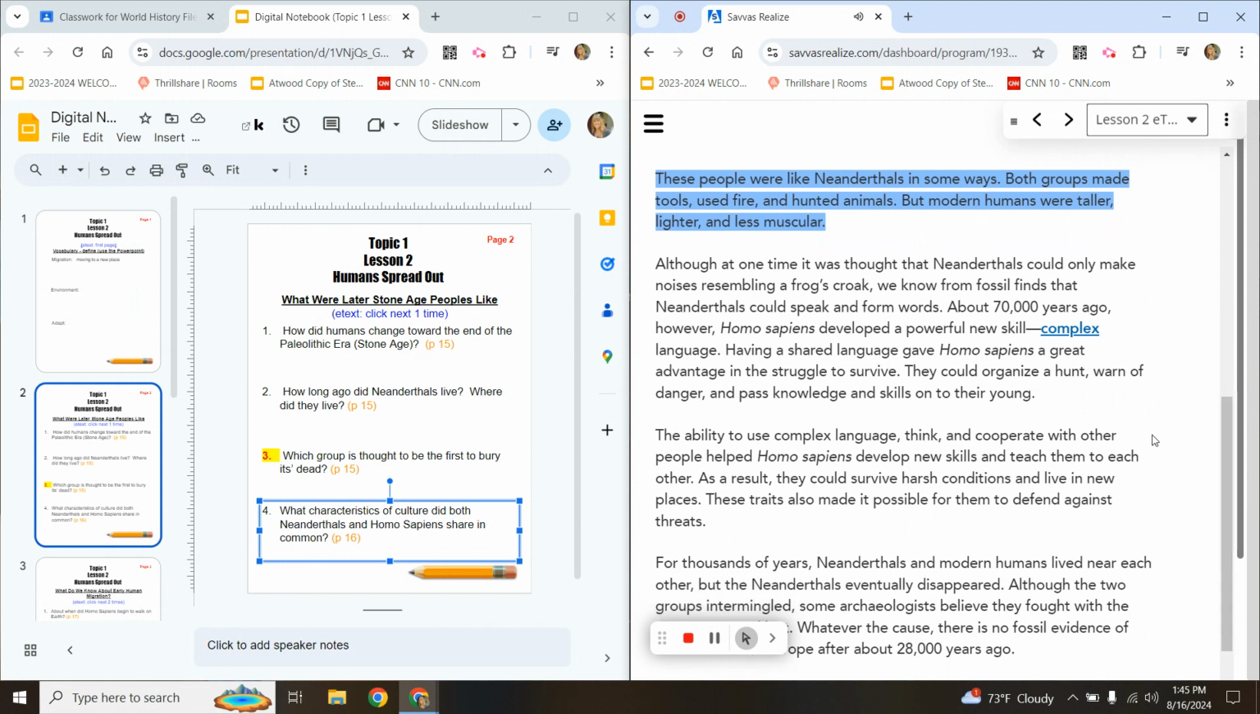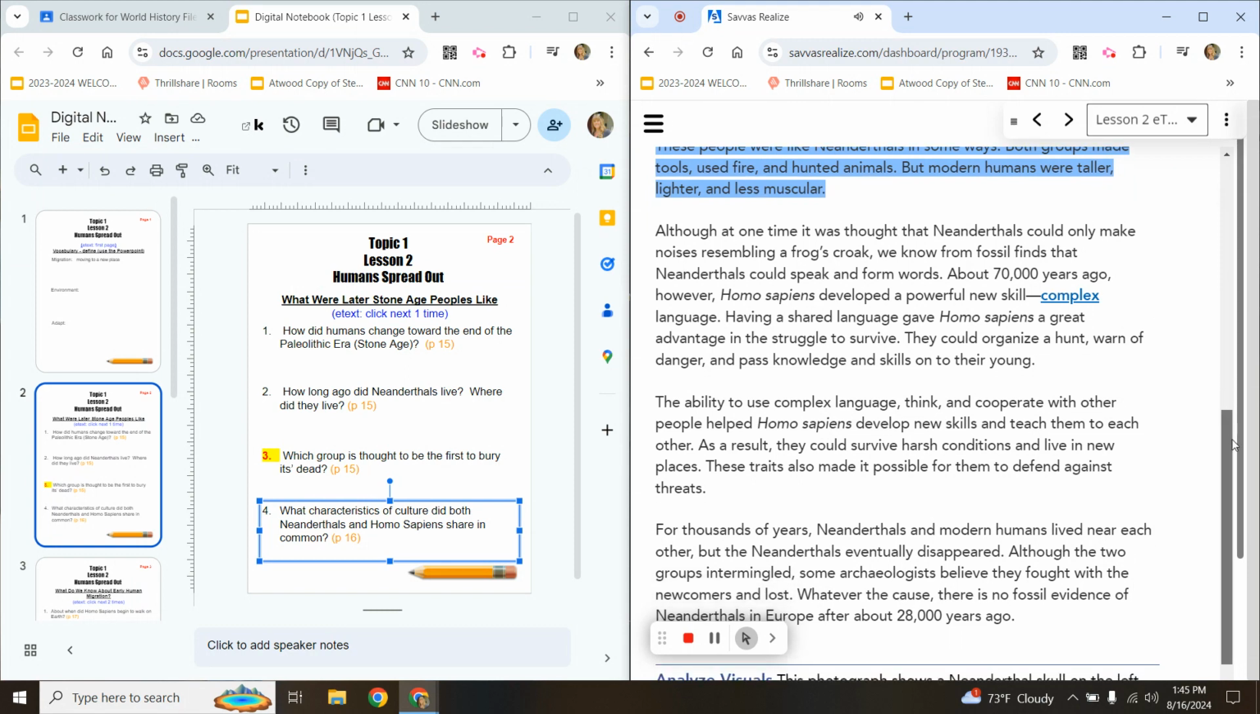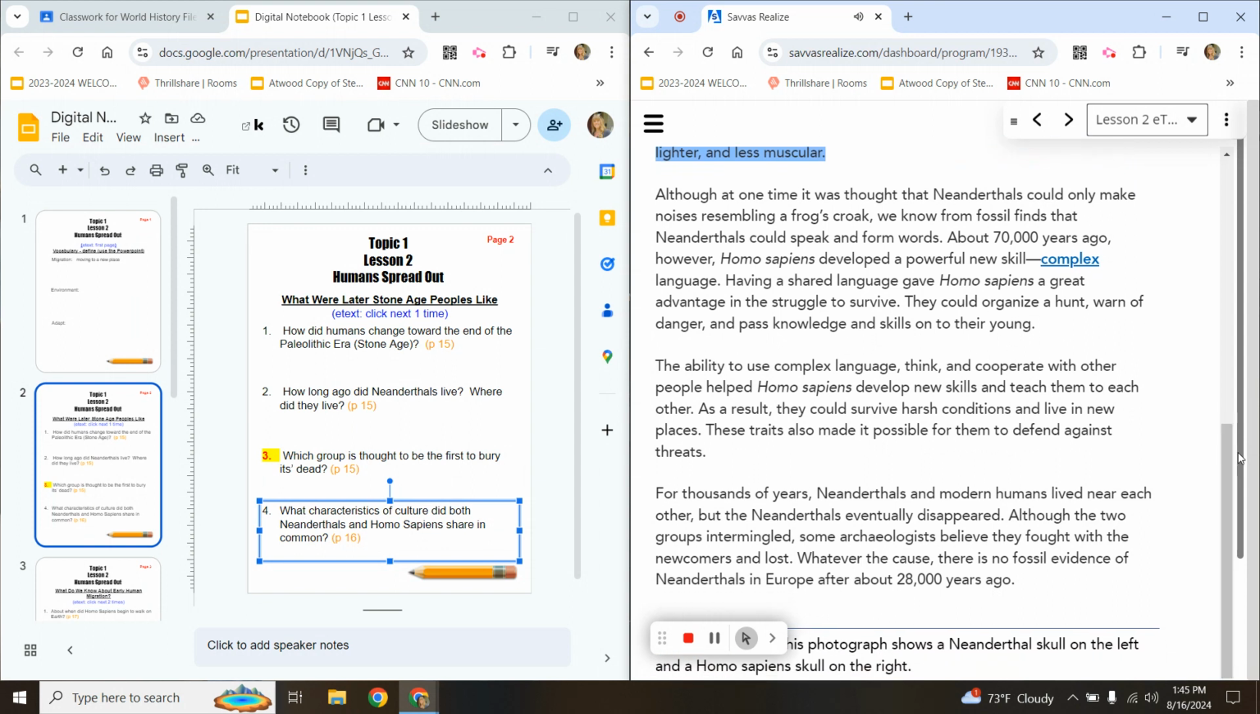Although at one time it was thought that Neanderthals could only make noises resembling a frog's croak, we know from fossil finds that Neanderthals could speak and form words. About 70,000 years ago, however, Homo sapiens developed a powerful new skill: complex language. Having a shared language gave Homo sapiens a great advantage in the struggle to survive. They could organize a hunt, warn of danger, and pass knowledge and skills on to their young.